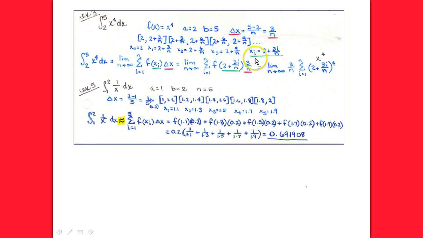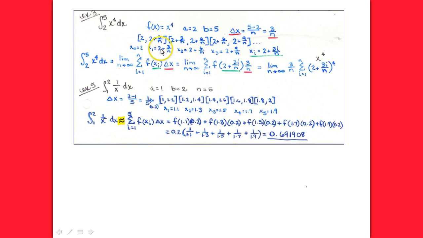Again, the idea behind that formula is if I were to create my subintervals, I would start with my a value of 2, and I would add my change in x of 3 over n. So the first subinterval would go from 2 to 2 plus 3 over n. The next one would pick up at 2 plus 3 over n, add 3 over n again, and I would be at 2 plus 6 over n. The next interval starts at that same place, add 3 over n again, and it goes to 2 plus 9 over n. So x sub 0 is 2, x sub 1 is 2 plus 3 over n, x sub 2 is 2 plus 6 over n, x sub 3 is 2 plus 9 over n, and so forth.